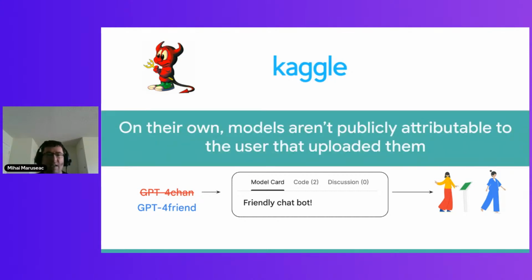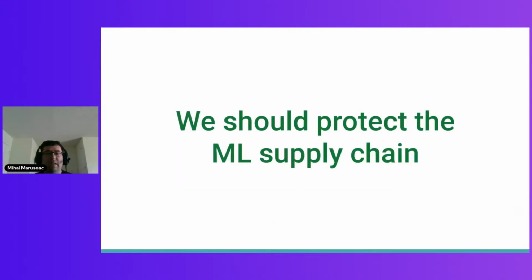So the general idea here is that looking at just the name of the model and at the model card, that's not enough. The model is not publicly attributable to the user that uploaded them. So there is no way to go from a model to the user to see what their reputation is, to see if they are legitimate or malware developers. So as a conclusion, we need to protect the ML supply chain. If we don't do that, we are going to have compromises in the future when models that have malware in them or are malicious are getting to be used by users.